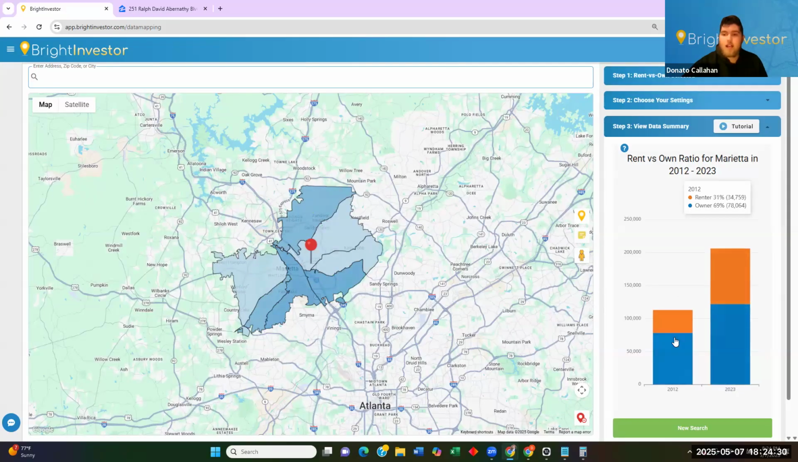And what we can see is that over the last decade, we went from about 30% of people renting homes in this area to 41%. So you've seen this huge increase from 34,000 units to 84,000 units in the last decade of new rentals, people who've been buying properties to rent.